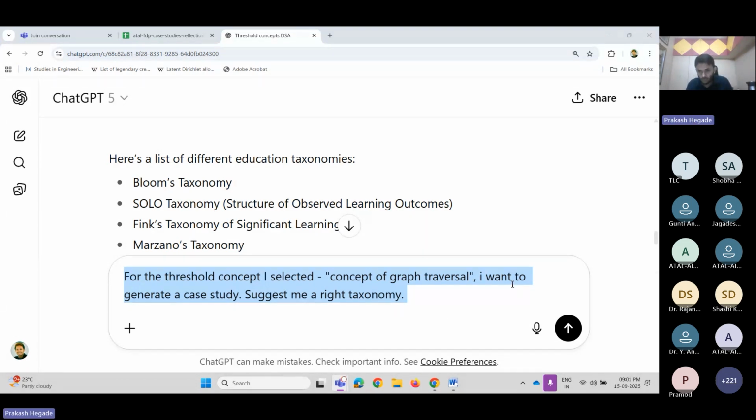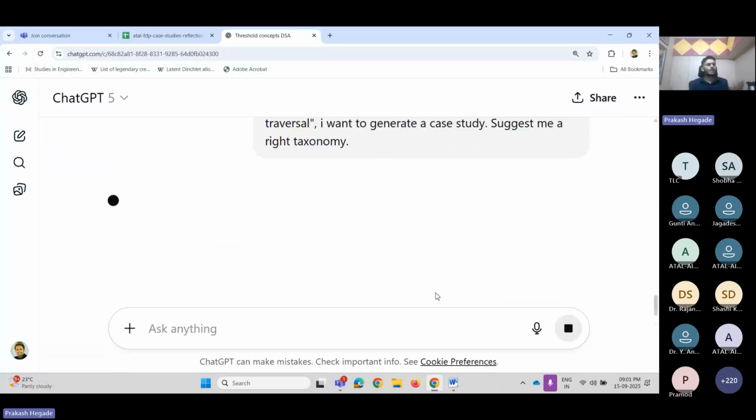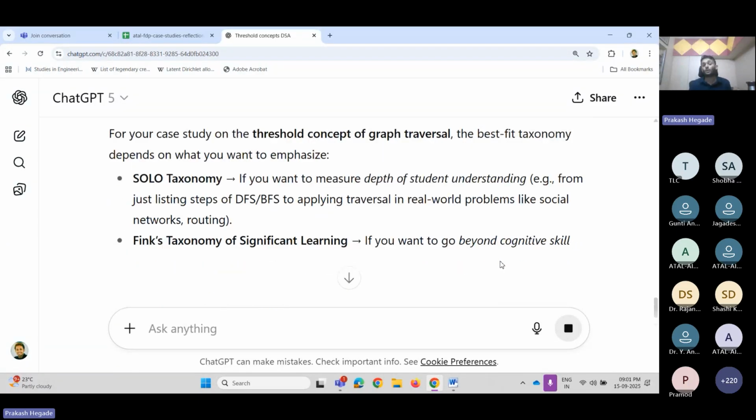So that's what you're going to do. I'm just going to cut the main part which is required, and that's in the chat window now. See, for the threshold concept I selected, in the double brackets, enter whatever you have selected. I want to generate a case study. Suggest me a right taxonomy. Let me see what it is going to suggest. If it is Bloom's, we're going to go for Bloom's.